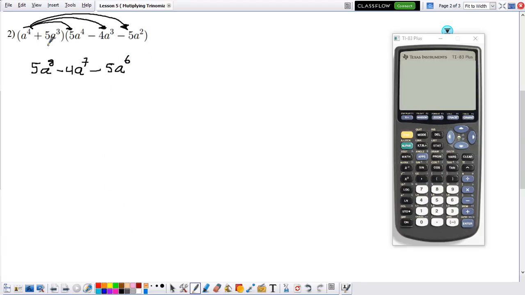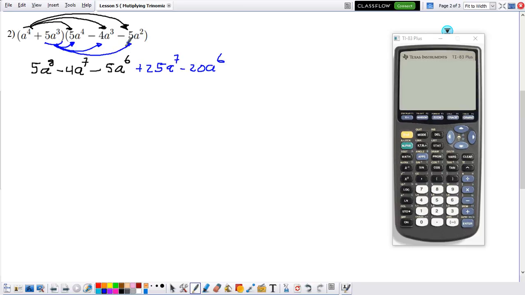So now we've got to distribute the second term. And that's going to give us 5a to the third times 5a to the fourth. So 5 times 5, that's positive 25. A to the third times a to the fourth, that's a to the 7, because you add the exponents. Distribute that again. 5 times negative 4, that's negative 20. A to the third times a to the third, you add exponents, so that becomes a to the 6.